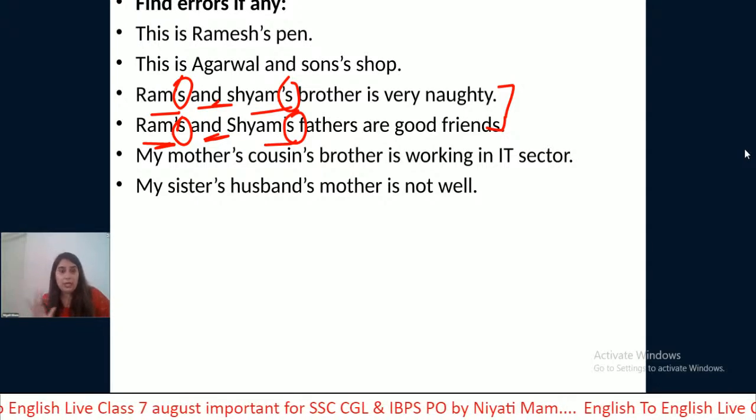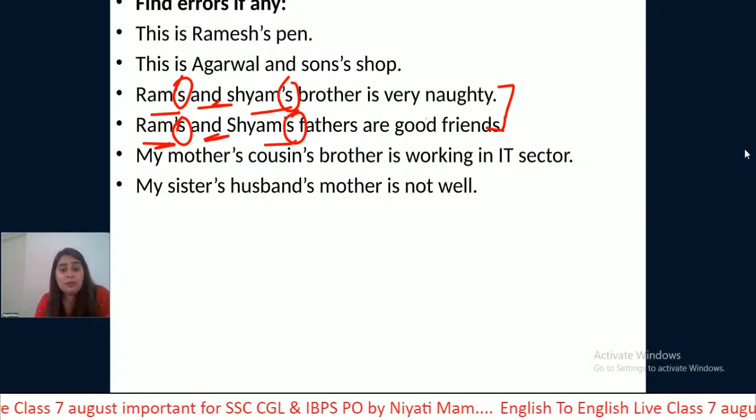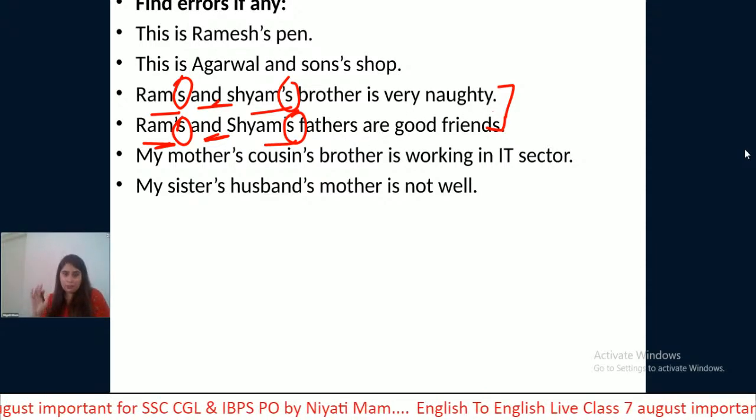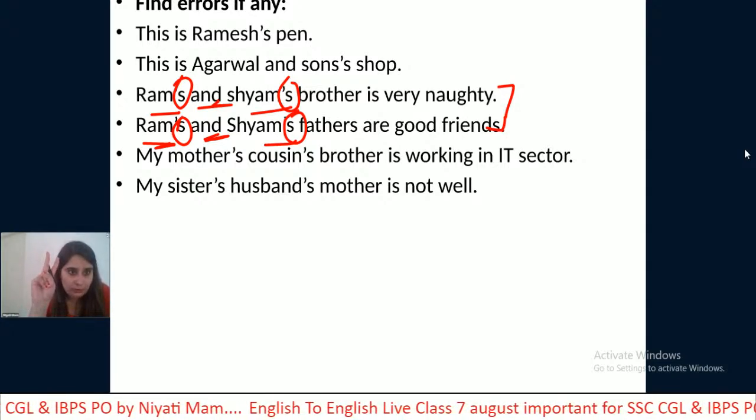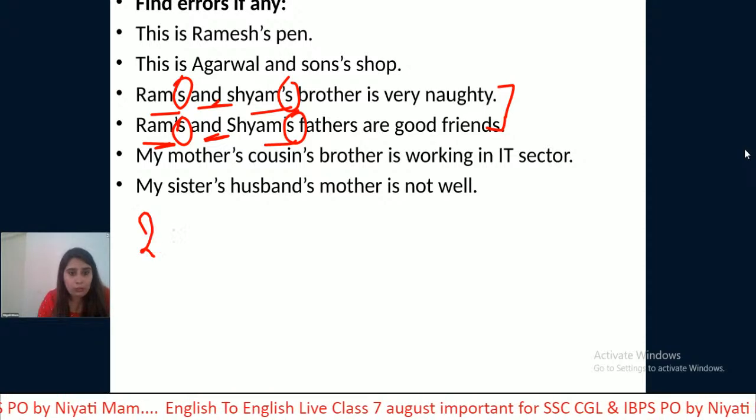Is it clear? Right. Now see, Ram's and Sham's brother is very naughty. Ram's and Sham's fathers are good friends. First, you need to learn if there are two nouns.